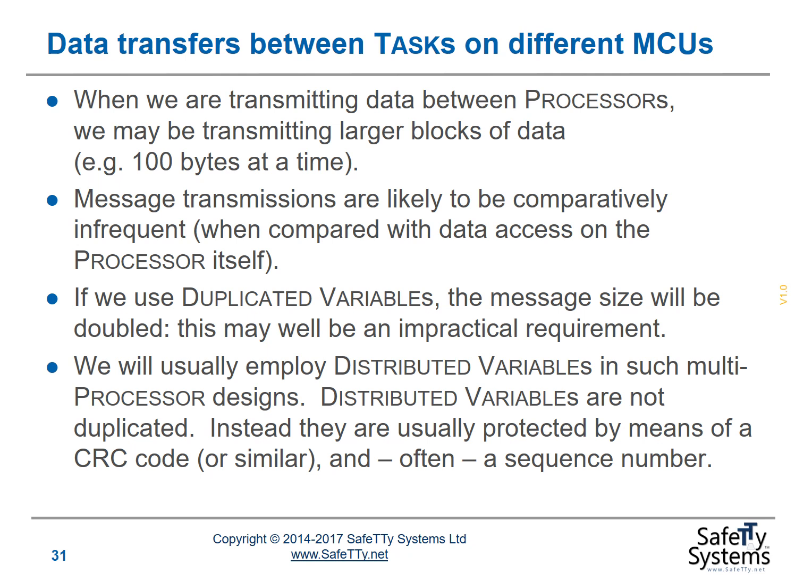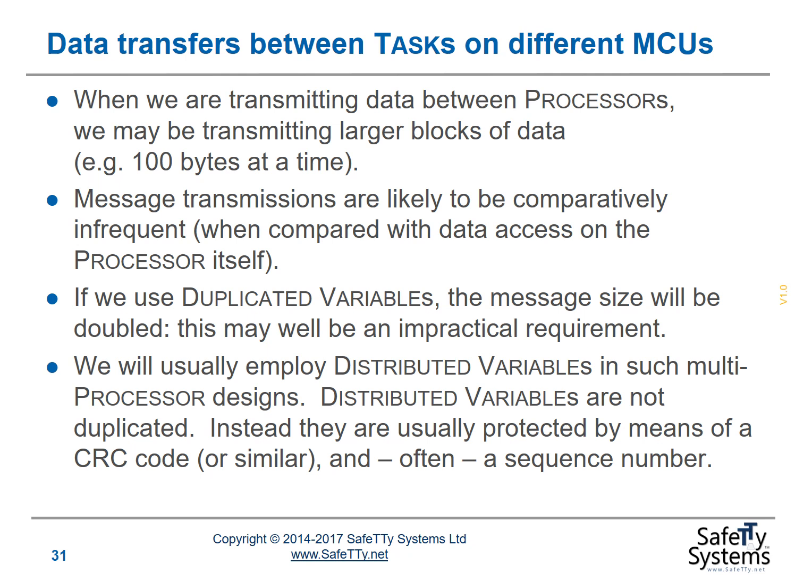Suppose we're transferring data between tasks on different microcontrollers. Typically, we will be transferring larger blocks of data, for example 100 bytes at a time. The message transmissions are likely to be comparatively infrequent when we compare with data access on the processor itself. If we're sending 100 bytes of message and we try and use duplicated variables, the message size will be doubled. This may well be impractical.